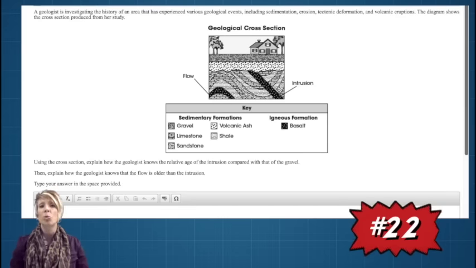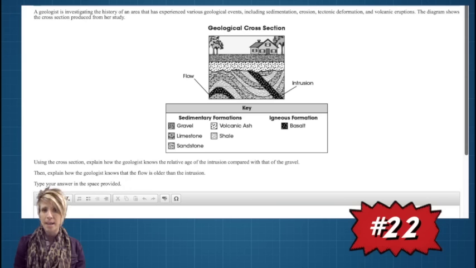Okay, this next one's number 22. It says the geologist is investigating the history of an area that has experienced various geologic events, including sedimentation, erosion, tectonic deformation, and volcanic eruptions. The diagram shows the cross-section produced from her study.